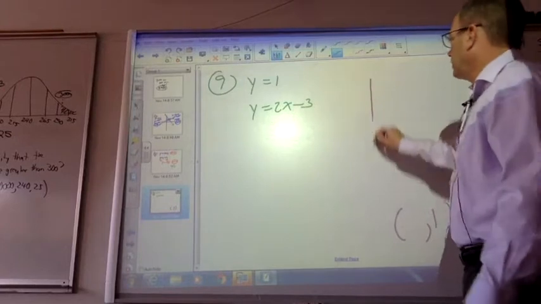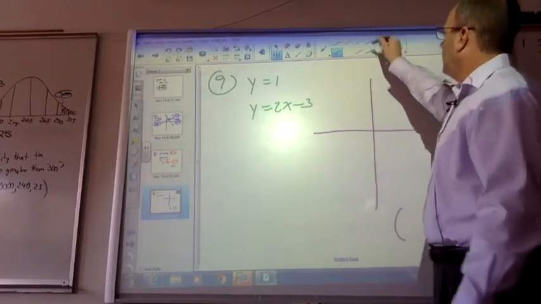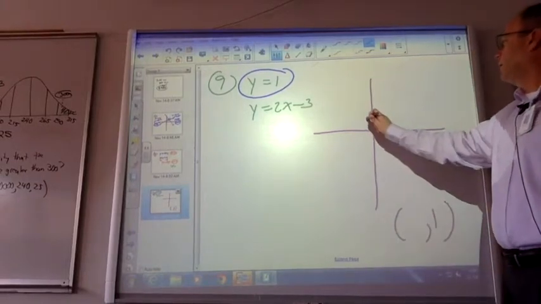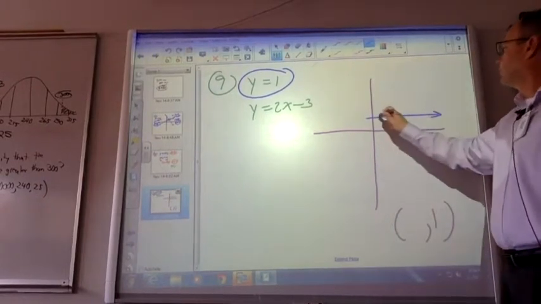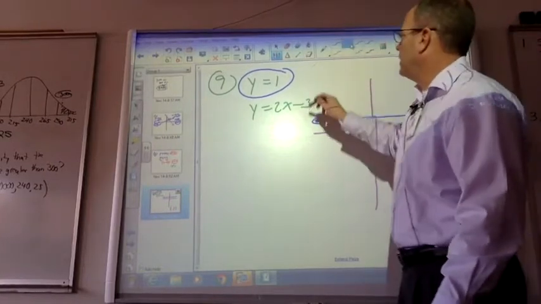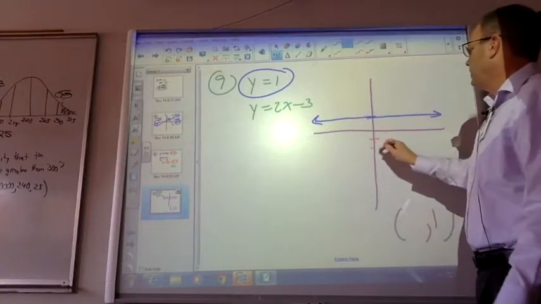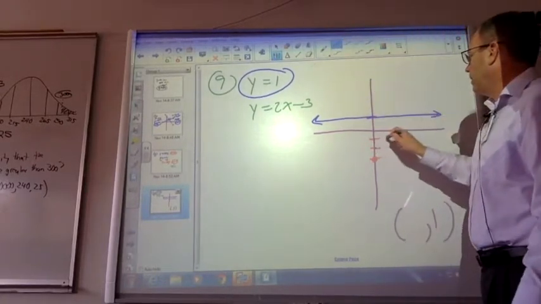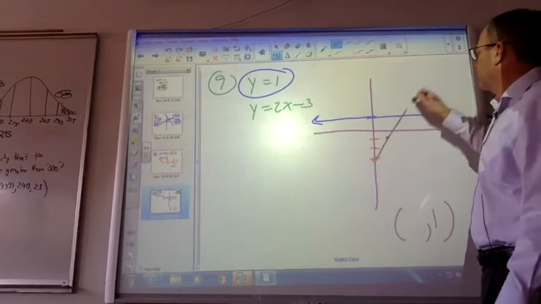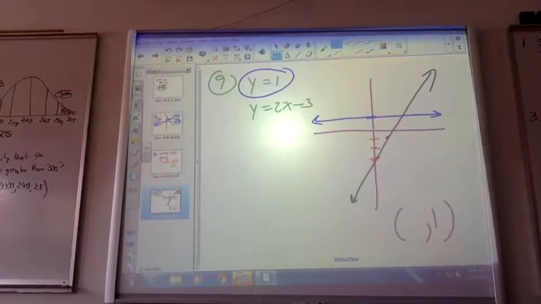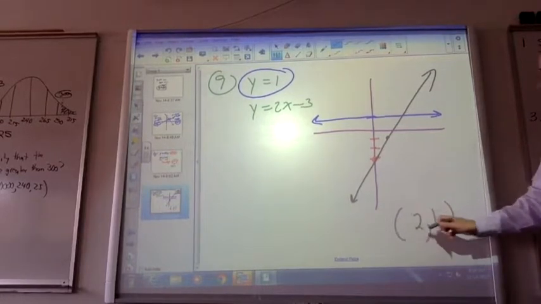So if I graph this equation, it's a horizontal line going through 1. Is that all right? Then if I graph this one, I have a negative 3 right there. And from that, I'm going to go up 2 and right 1. And let's see. Is it 2 comma 1? Yep.